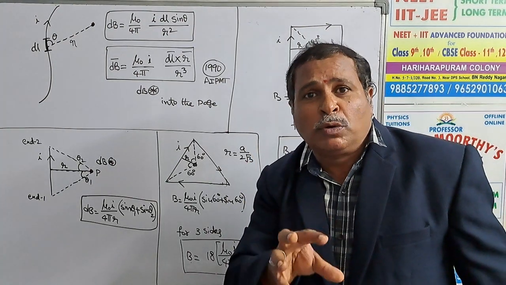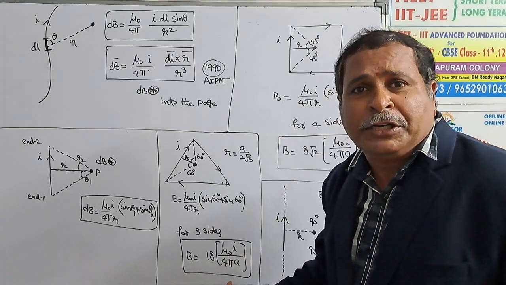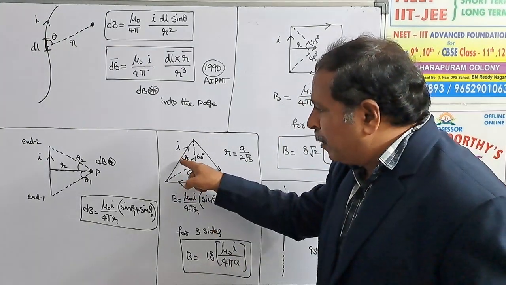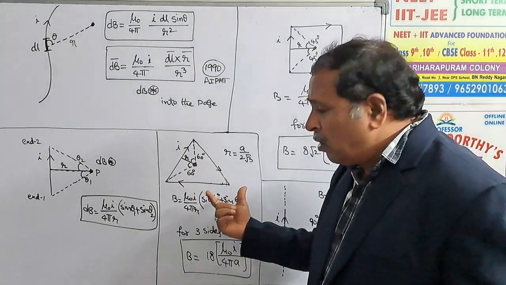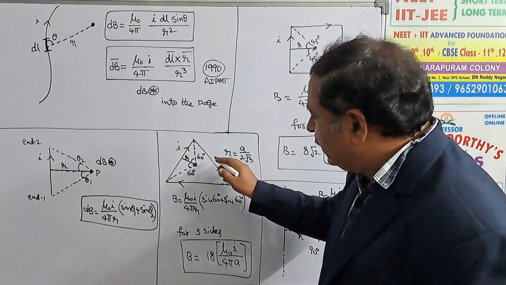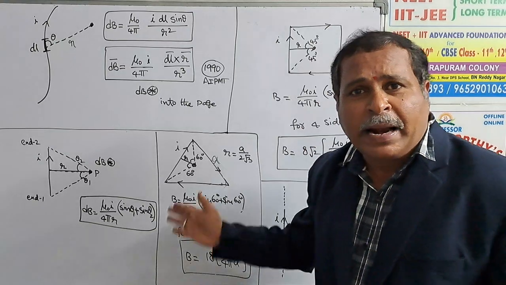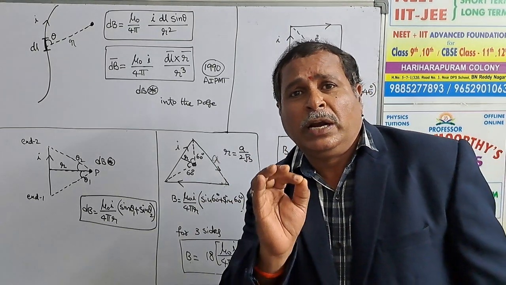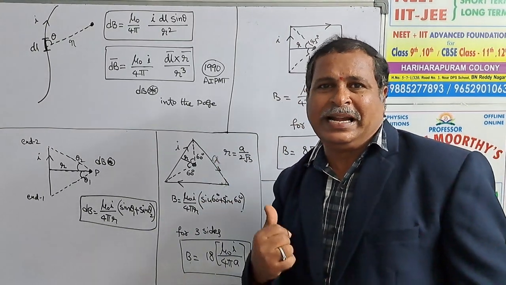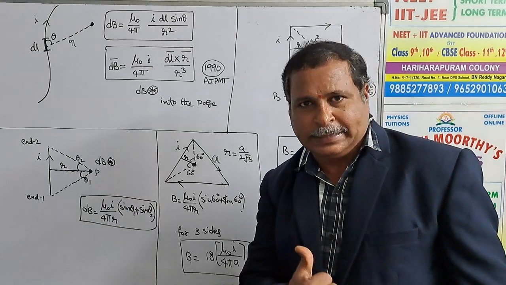We are expecting in the 2024 entrance examination, by giving current, by giving perpendicular distance, or side length. Side length is A here. By giving side length A, they can ask the magnetic induction at the center of the equilateral triangle. It's a current carrying triangular conductor.